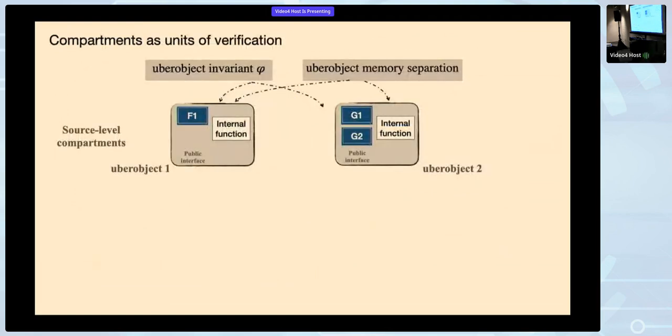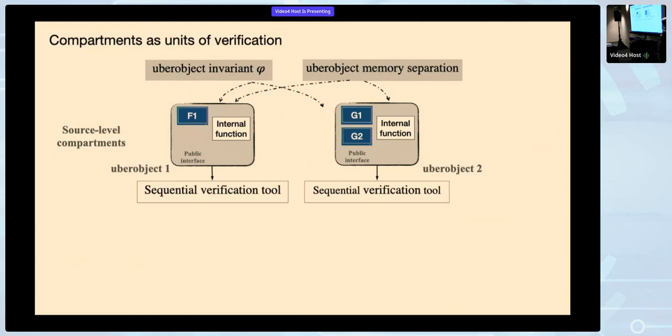Okay, so let's say that we have two Uber objects, and we want to verify this invariant phi, which you can think of as our post condition, the security property that we want to verify, and we want to ensure that they have this memory separation. What we do is we verify them individually. We verify each of them. So we use compartments somehow as units of verification.